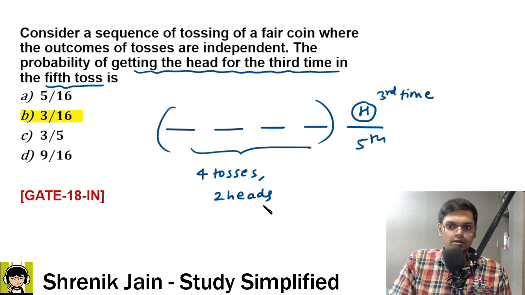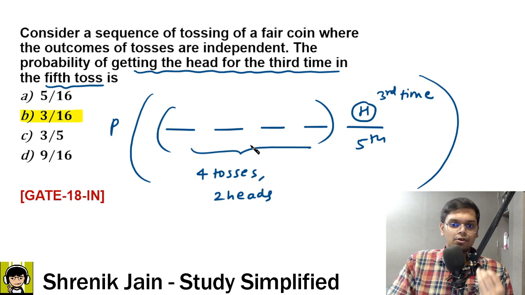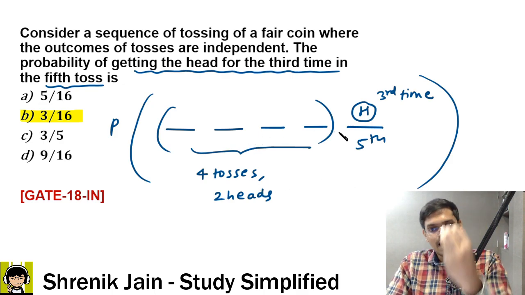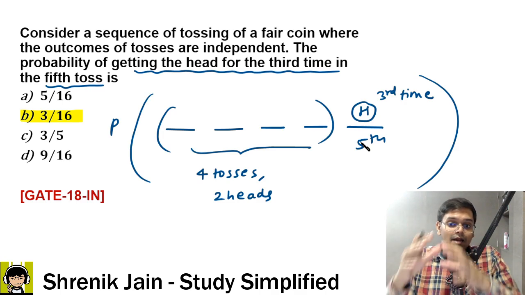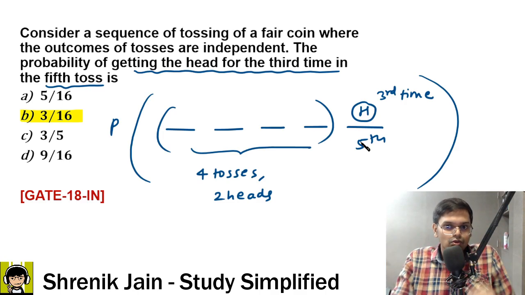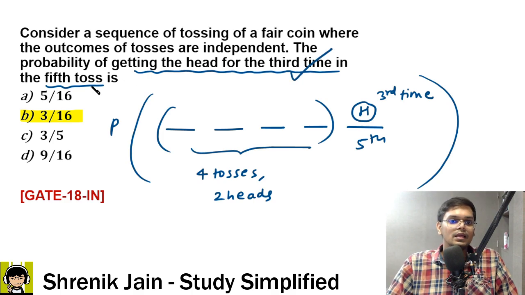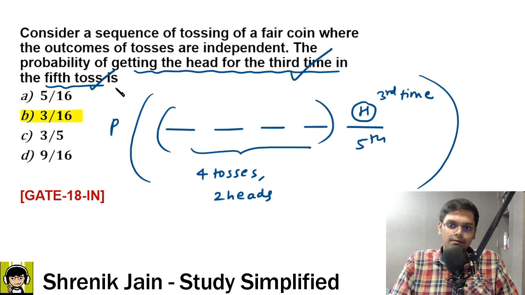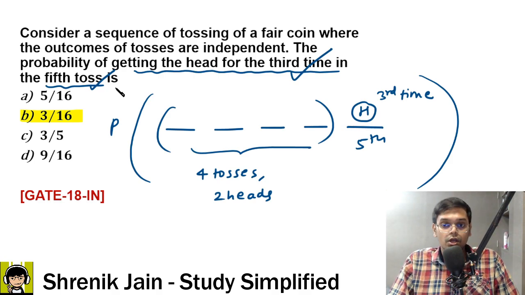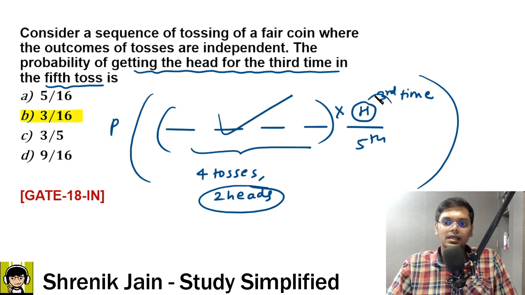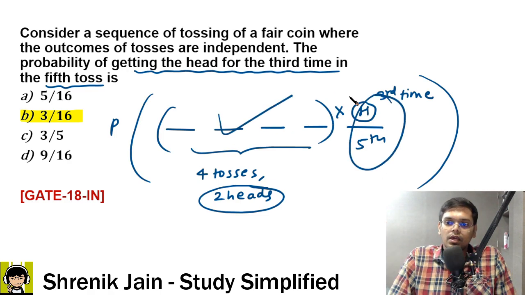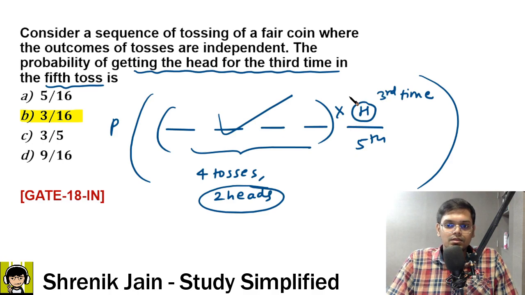Sir, this means I need the probability of the complete stuff. Probability of getting 2 heads in the 4 tosses and getting a head in the 5th toss, then only I will say that the overall scenario is making sense of getting the third head in the 5th toss. That's how you will make sense: getting exactly 2 heads in the 4 tosses and getting a head in the 5th toss.